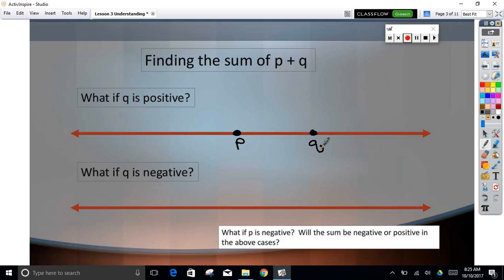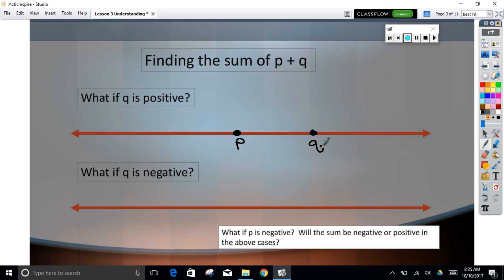If Q was 7, how far away from P would it be? 14. No? Because if P was 7 and Q was also 7, we'd have 7 and 14, but how far apart would they be? They'd be 7 units apart. So for any number Q, Q is always going to be Q units away from P.